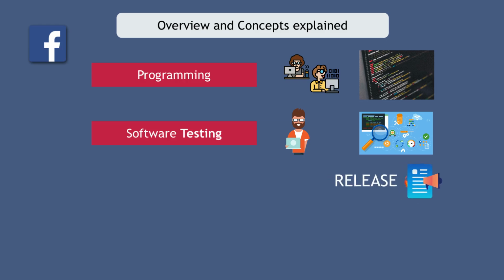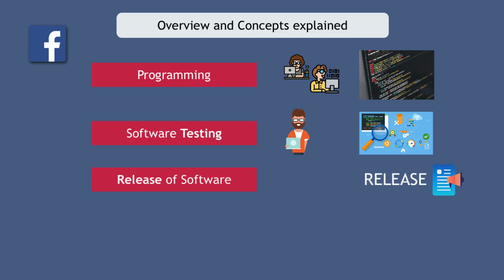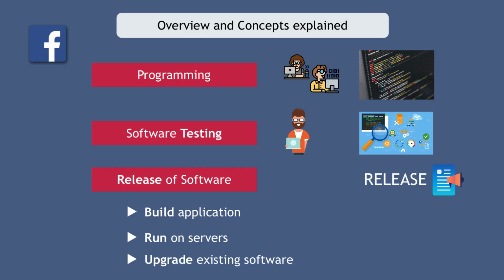And that process is basically the release process of the application. And in order to release an application, you have to build that application, meaning package it into a compressed code and then run it on servers, right? Of course, in case of Facebook, the application is already running on multiple different servers. So basically, when a new feature gets added, that feature needs to be added to that running code. So basically, the application needs to be updated or upgraded.